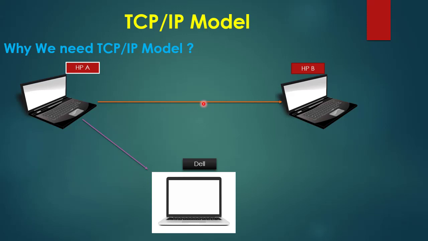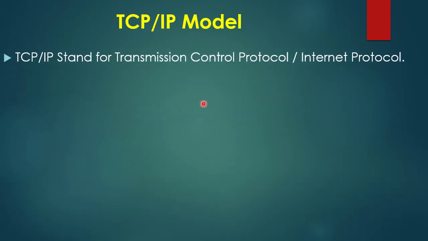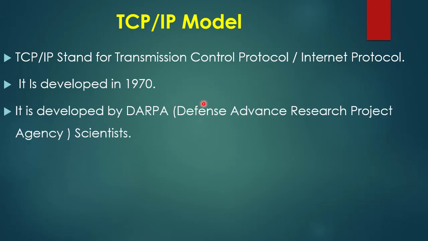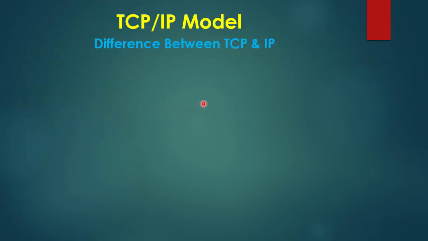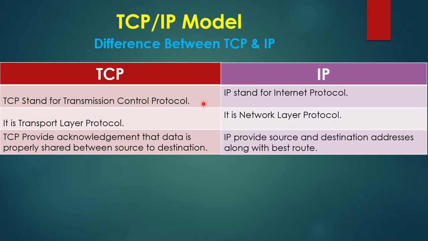In order to resolve this problem, computer scientists worked on it and they found the solution in the shape of the TCP/IP model. TCP/IP stands for Transmission Control Protocol, Internet Protocol. The TCP/IP model was developed in 1970. It was developed by DARPA scientists, Defense Advanced Research Projects Agency. It has four layers. TCP stands for Transmission Control Protocol. IP stands for Internet Protocol.